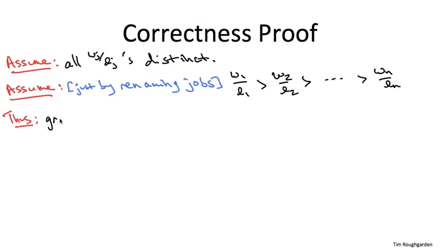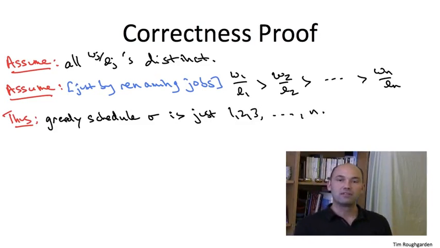As a consequence of this switch in notation, the greedy schedule is very simple to describe. It just schedules job 1 first, then job 2 second, then job 3 third, and so on all the way up to job n. Okay, so we have one assumption which is not without loss of generality, and we'll have a separate argument for handling ties.